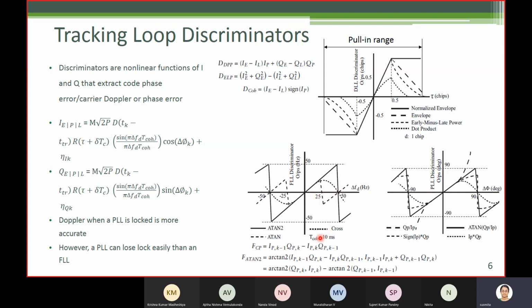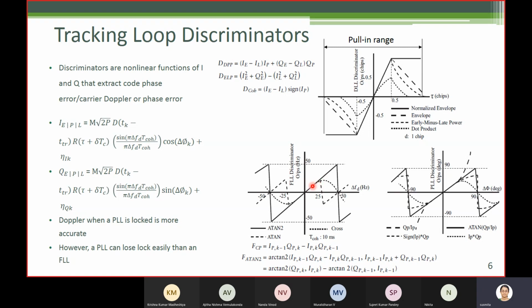So soon after acquisition, T coherent is not taken as 10 milliseconds. We take a small value, say 1 millisecond. If we take 1 millisecond, 1 by 2T will give you 500 Hz. So the lower the coherent integration time, the higher the pulling range. So you start tracking with lower coherent integration time, which will give a higher pulling range, and therefore with the help of negative feedback control, the loop will try to bring the error to zero.